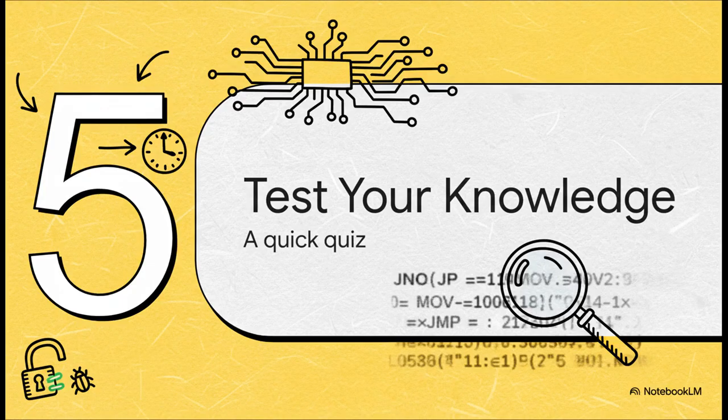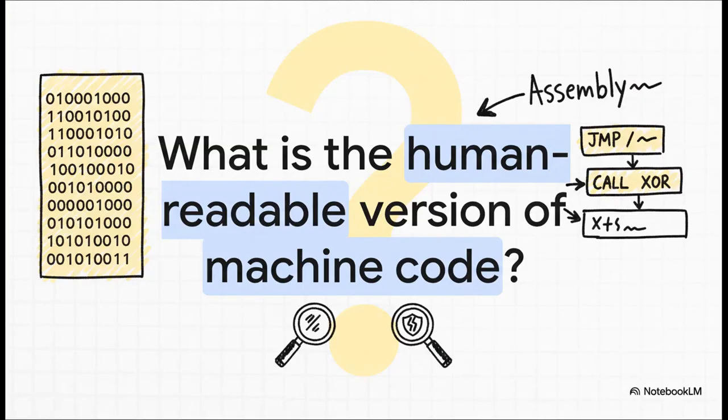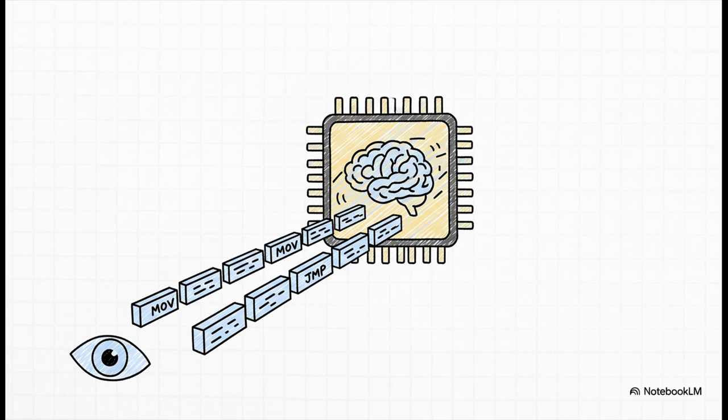Okay, that was a ton of information, I know. So let's have a little fun and see what's stuck. I've got a quick 2-question quiz for you. You ready? First question up. What's the name of that human-readable version of machine code? You know, the one that uses those helpful little command words. Got it? The answer is assembly language. That's our bridge into the mind of the machine.